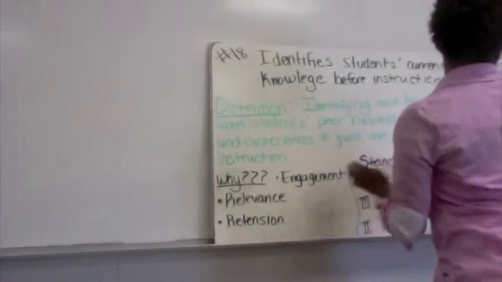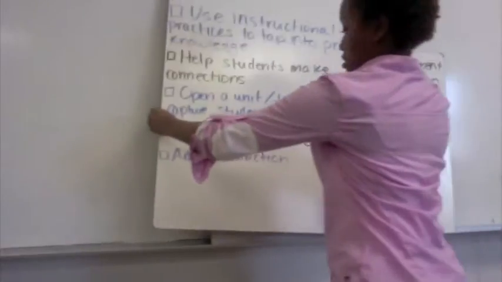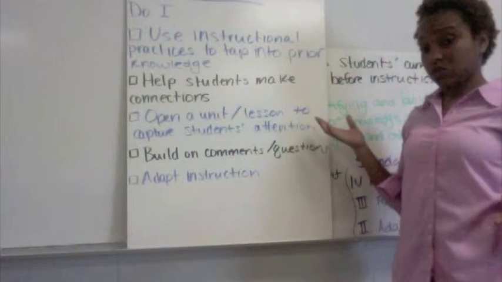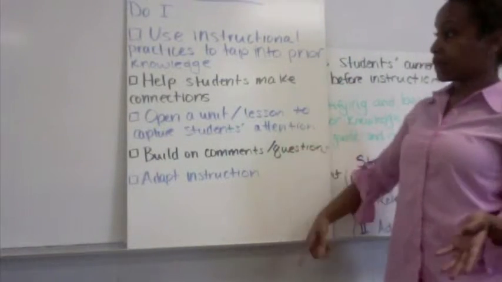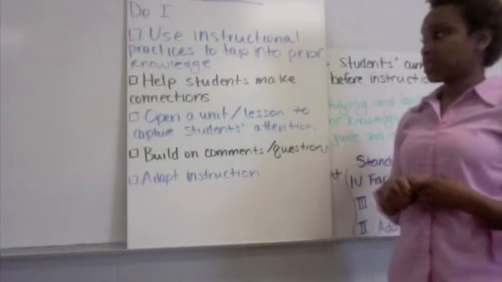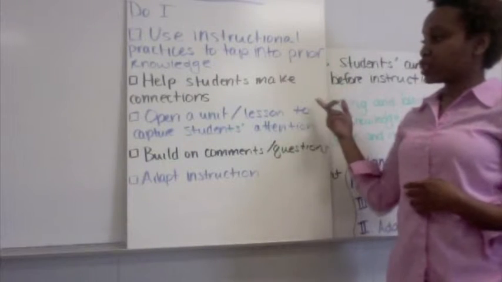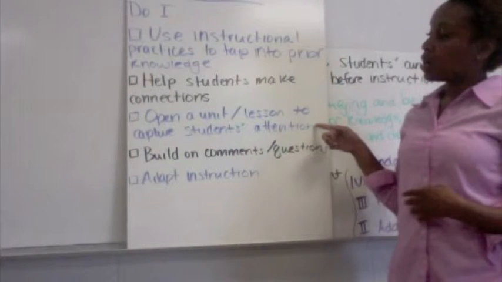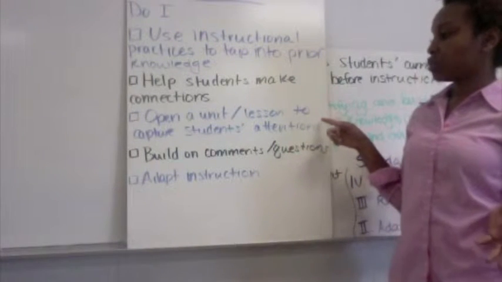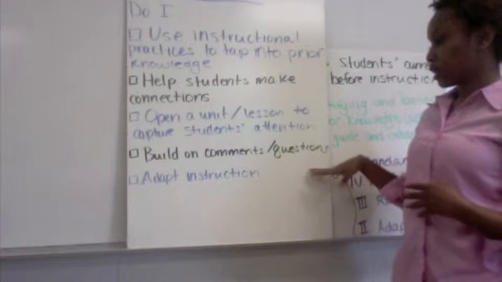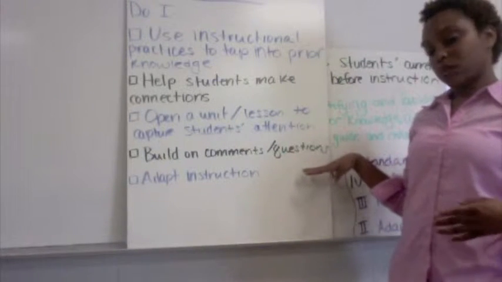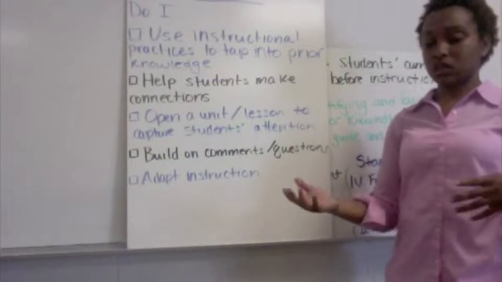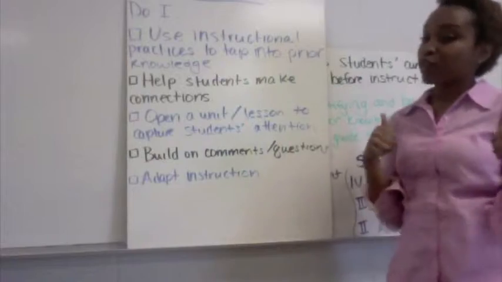So as you are practicing probing your students' prior knowledge, this is a checklist that you can use to see if you've been successful in doing so. Number 1, do I use instructional practices to tap into prior knowledge? Number 2, do I help students make connections? Number 3, do I open a unit or lesson to capture students' attention? 4, do I build on comments and questions made by students? And lastly, do I adapt my instruction around my students' conversations? Hopefully that helped.